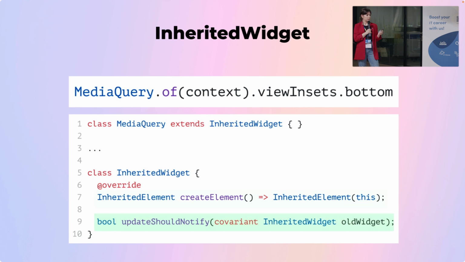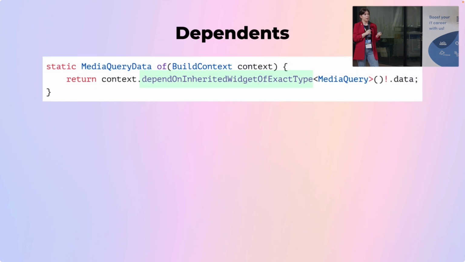And also, this will be better. There's a bool called updateShouldNotify, which accepts an old widget. And we can assume that it compares the current widget with the old widget, and if there are any changes, then it notifies someone who wants an update, right? But how do I subscribe to something to get those updates?